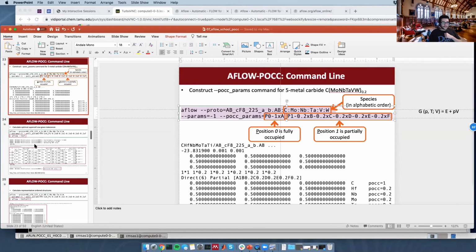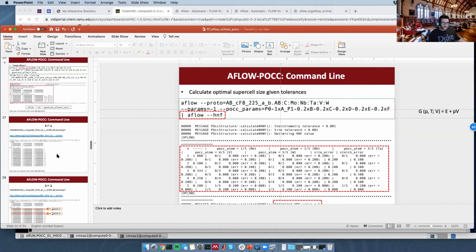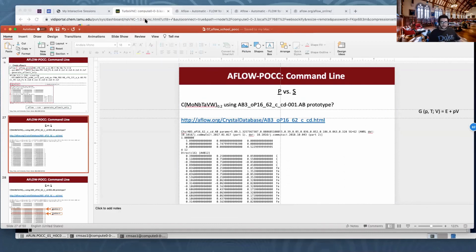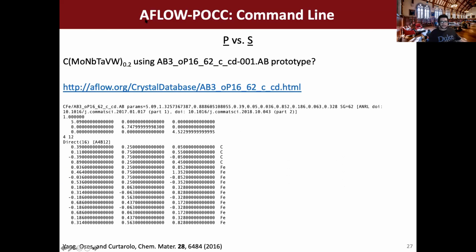All right, so we've gone through all of this stuff. Now there's an important distinction that I want to draw very clearly for everybody: the concept of P versus S. I'm going to pose the question. I want you to create the same concentration of a 5 metal carbide, this chemistry here, but using a different prototype tag.